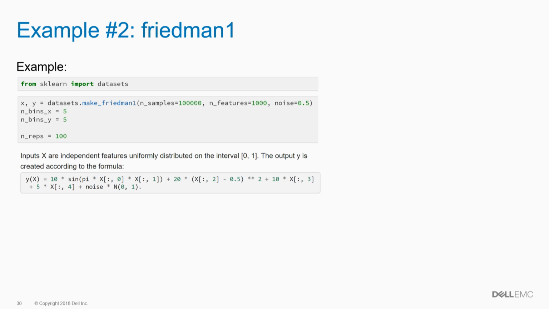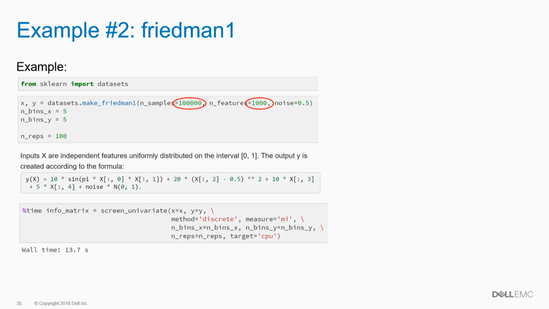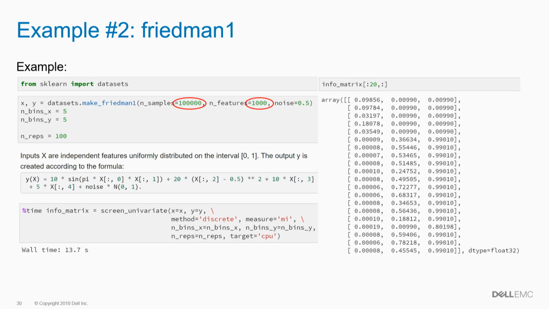How many observations are we at? 100,000 observations. This time I kicked up the features to 1,000 features, so quite a few. And how long did it take to run? With 100,000 observations and 1,000 features, completely parallelized, it took 13 seconds, again on my laptop, pretty fast. And the results of this are here.